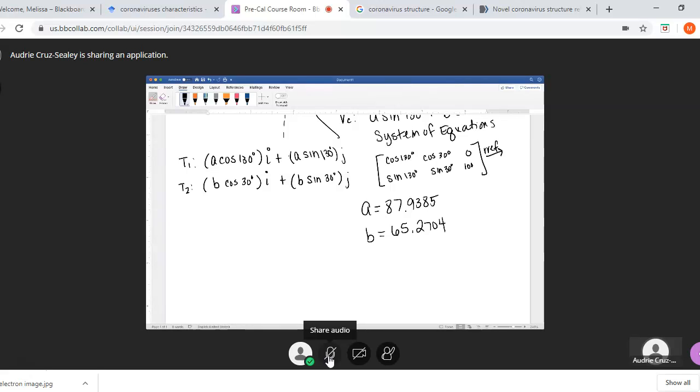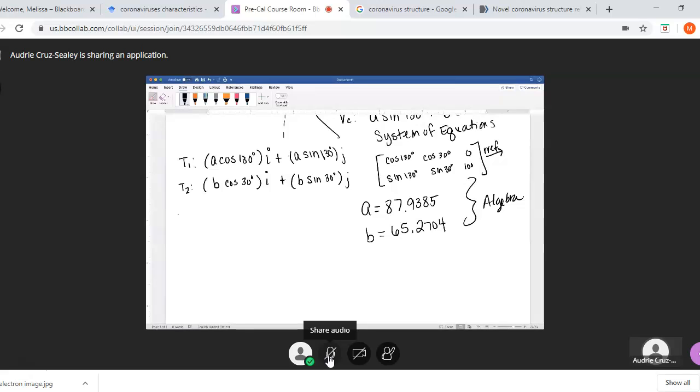Okay, let's try and see if this is right. So I got this from using RREF. I solved the matrix, so this is algebra. You might need to go back in your algebra notes or Google how to do RREF or solve a system of equations using matrices in the calculator that you have. So once you find your A and B, I'm going to put them back here.